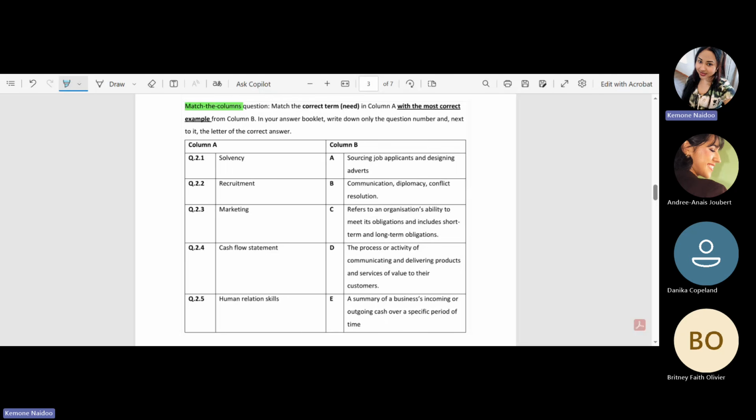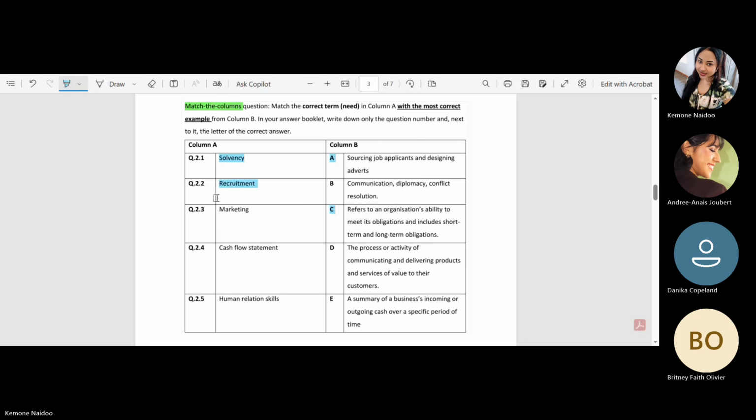Any letter that you can think which best describes solvency? So let's see, it's not sourcing job applic. Let's see, is it C? It is refers to an organization's ability to meet its obligations. Good job. So C is out. It's for solvency. Recruitment. Which one do you feel is recruitment? Remember, recruitment is the hiring of our employees, potential employees. Yes, A. So recruitment is done.